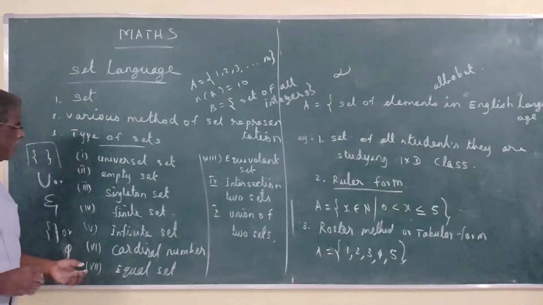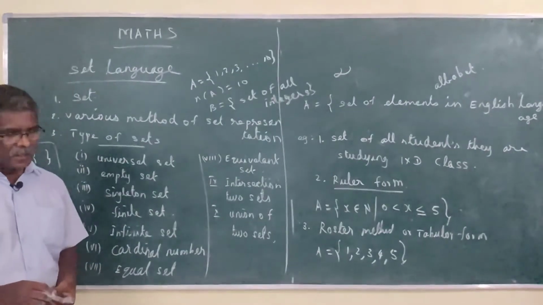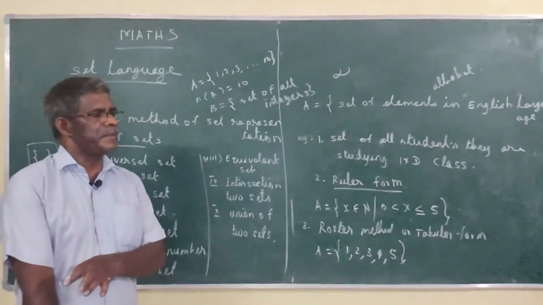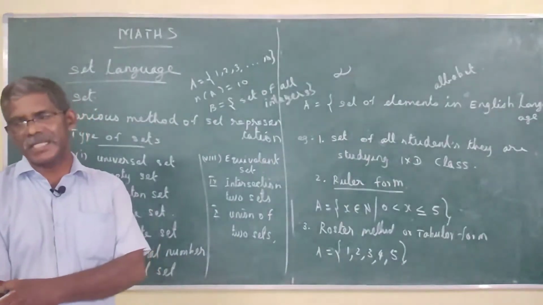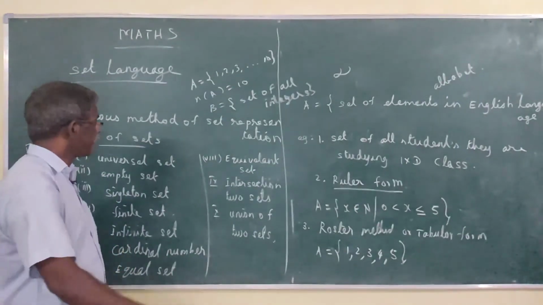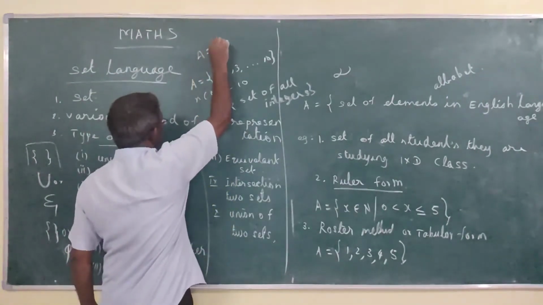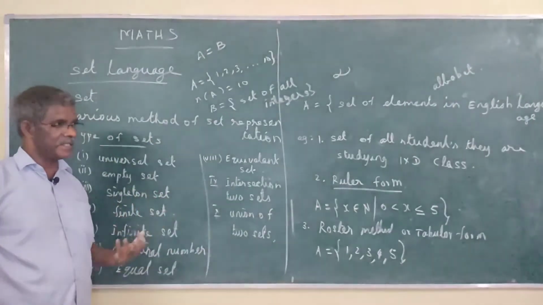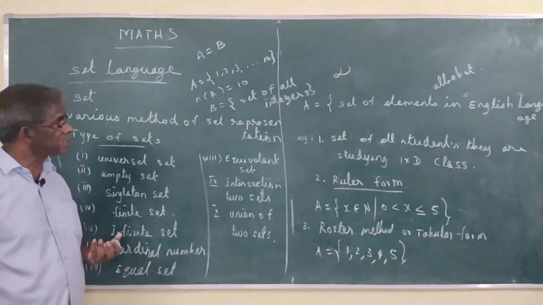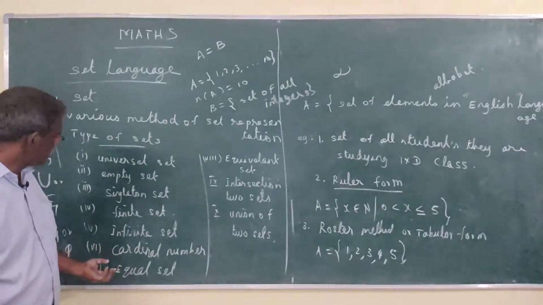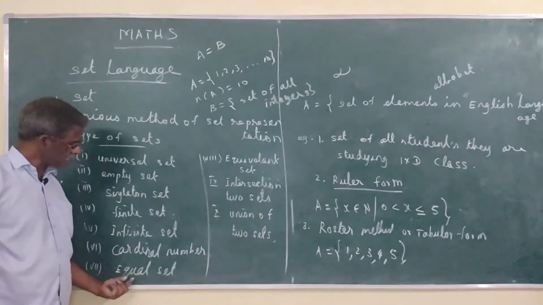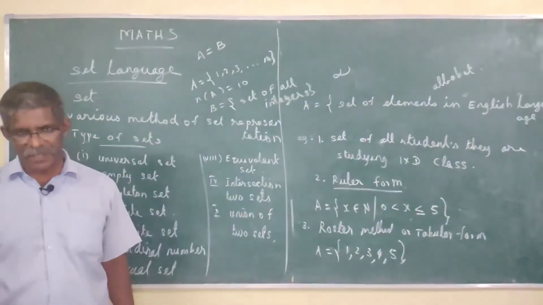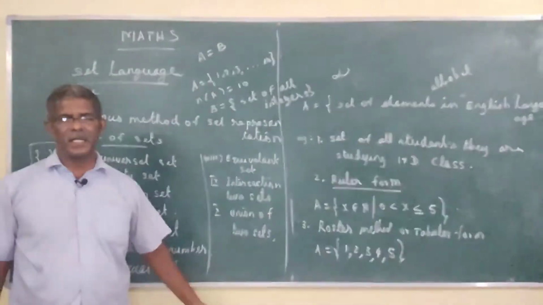Then equal sets. Equal sets means if you compare two sets A and B, and set A and set B have the same elements, the two sets are called equal sets. We can represent that as A equals B. A and B have the same elements, that's why these two sets are called equal sets. Then equivalent sets means if two sets have an equal number of elements, that is, the cardinal number is the same, those two sets are called equivalent sets.